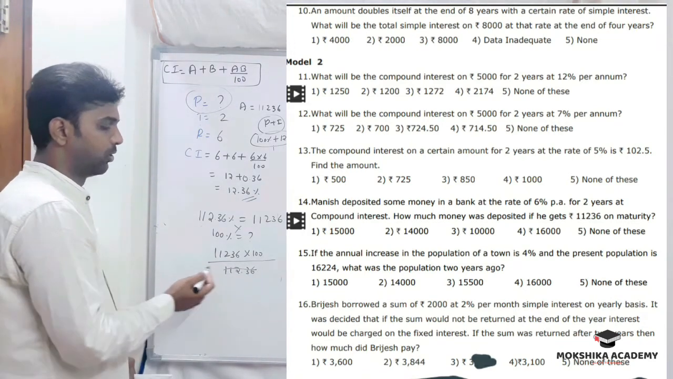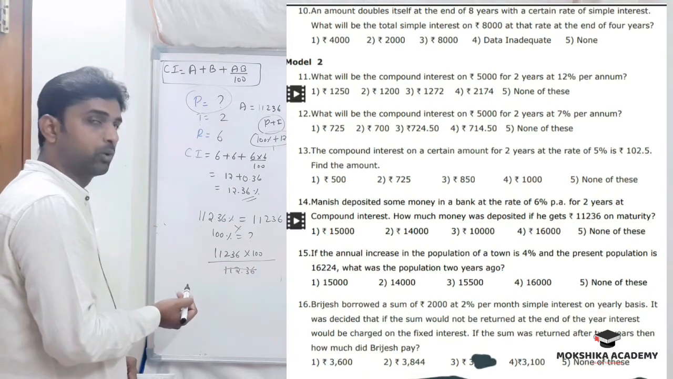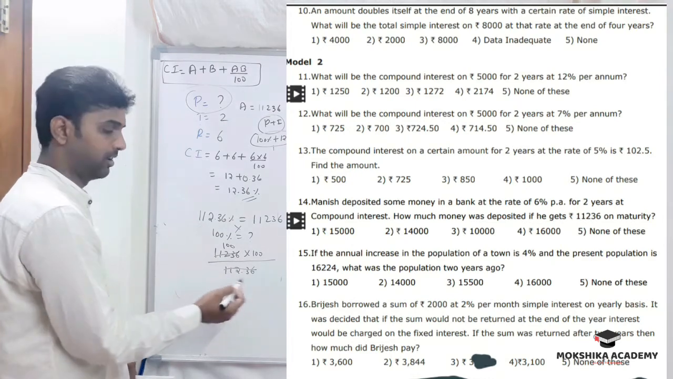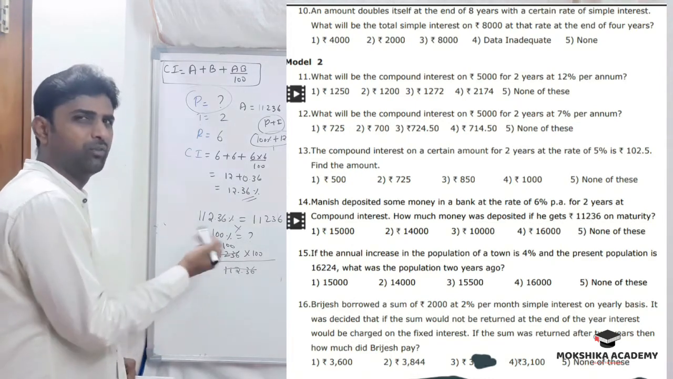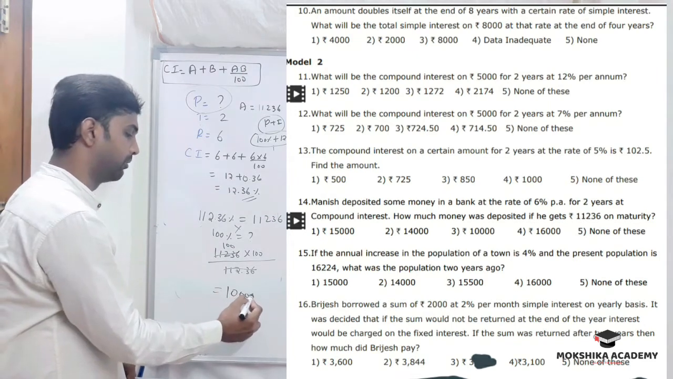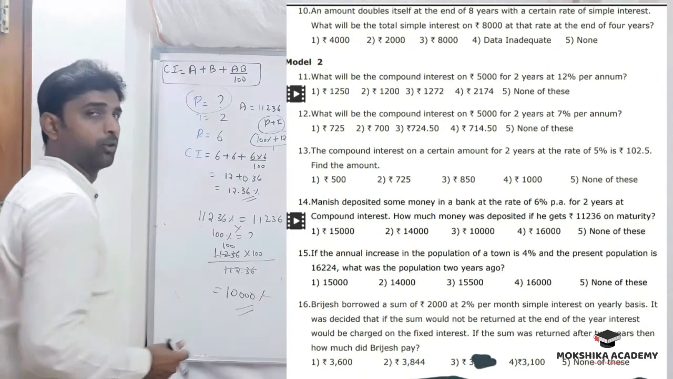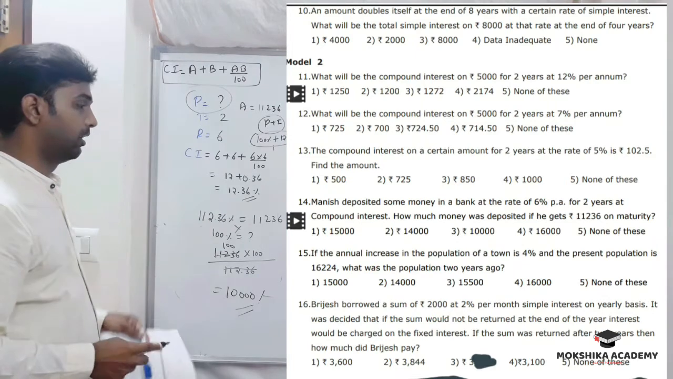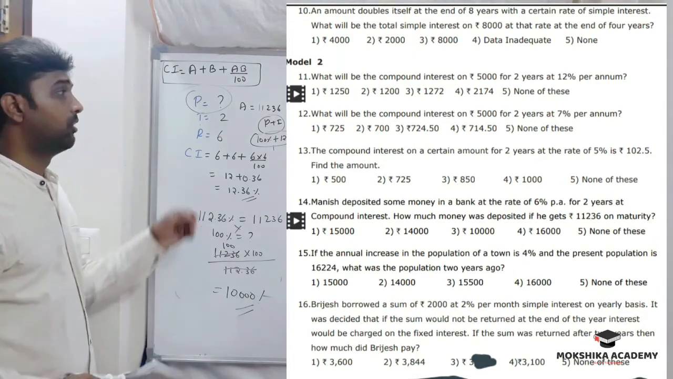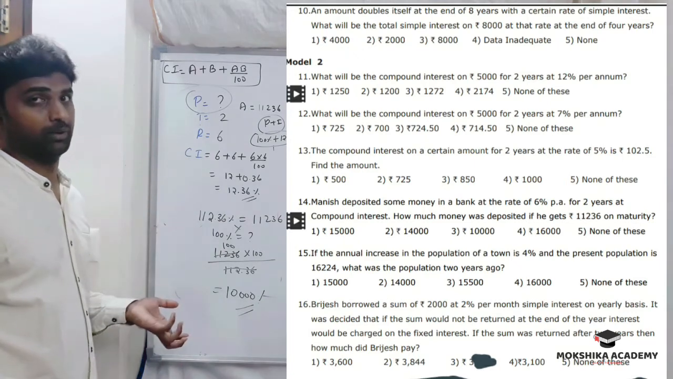We can directly say, tens is what? 1123.6. What is hundreds? This is hundreds, because we have 2 points here, right? If you have 2 points, we put 2 zeros. The answer will come to 10,000. So that's how we can easily solve. Just think whether principal is given or amount is given.